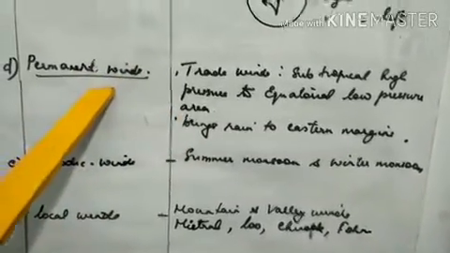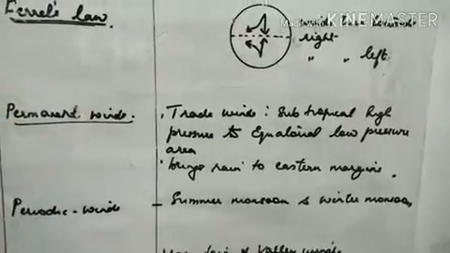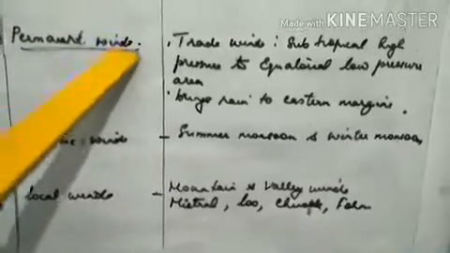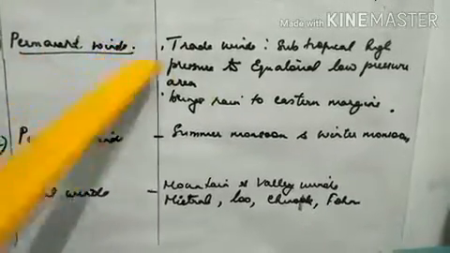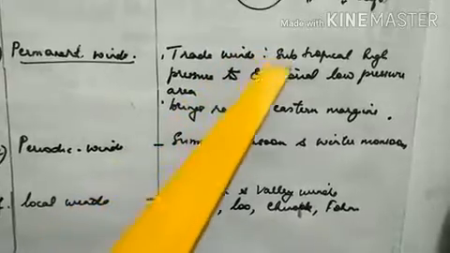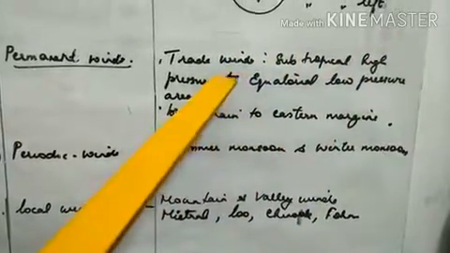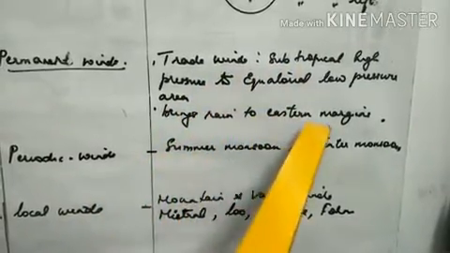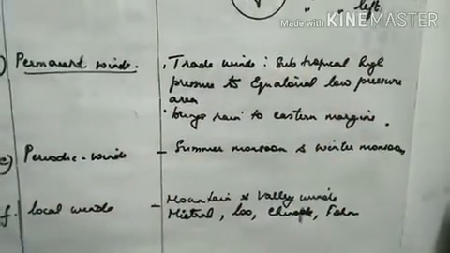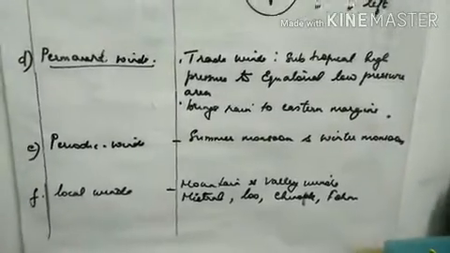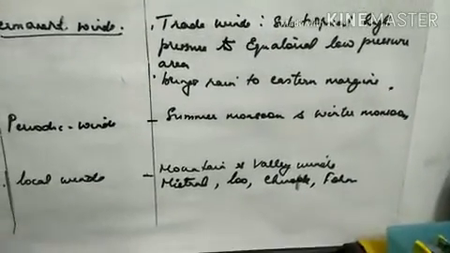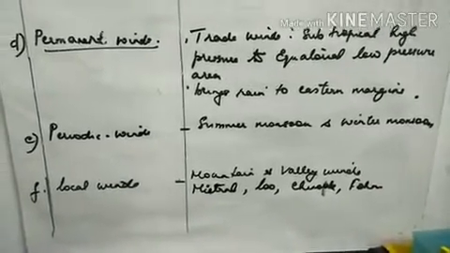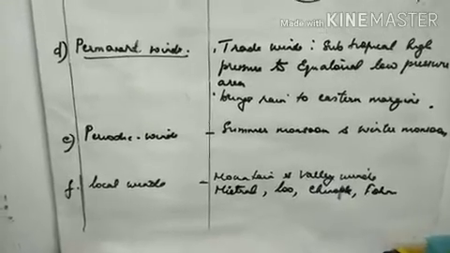Now, let us see what are permanent winds. Let us study certain winds here: permanent winds, periodic winds, local winds. From the word itself, permanent means what's always there. So they are trade winds. They move from the subtropical high pressure belt to the equatorial low pressure areas. They bring rain to the eastern margins. Permanent winds are also known as planetary winds, and they are prevailing winds. The main wind we are going to study here is trade winds.